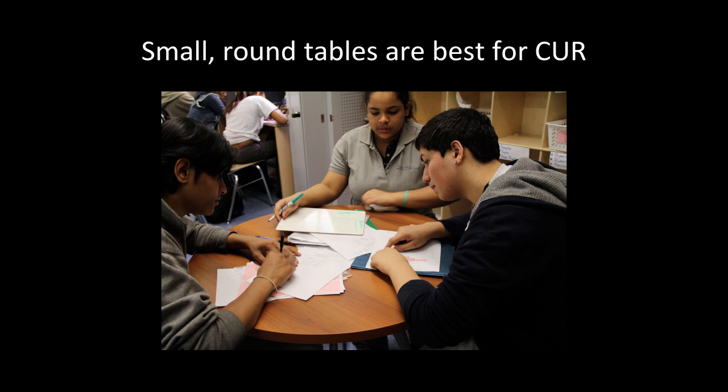Another example of a round table. This is a perfect size for cooperative unison reading. You can see how the kids can so easily cross-reference text from one another. And there's the whiteboard. So they're really doing a lot of thinking. It facilitates the sharing of ideas, so that ideas can be handled really smoothly and efficiently.